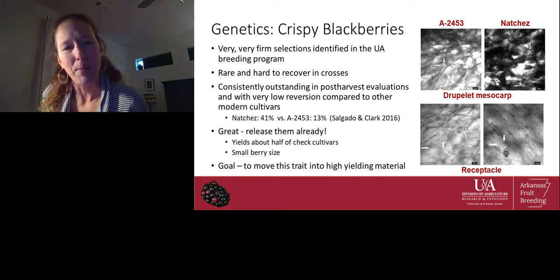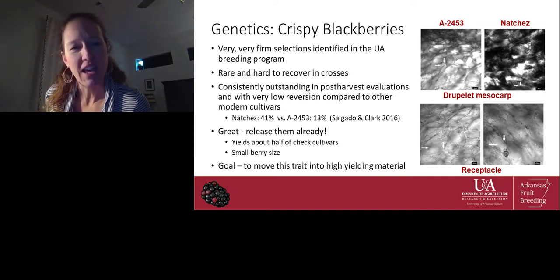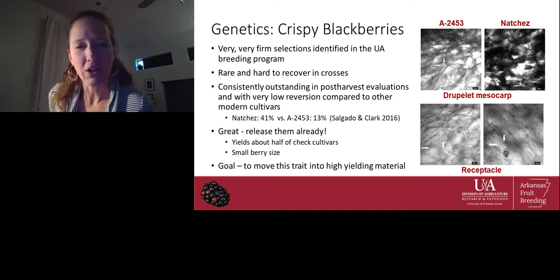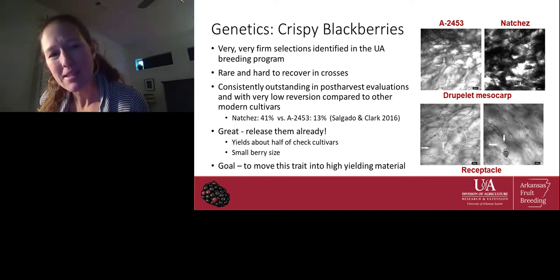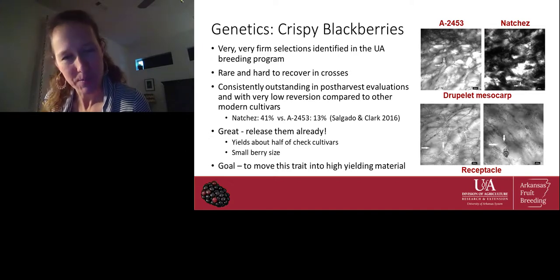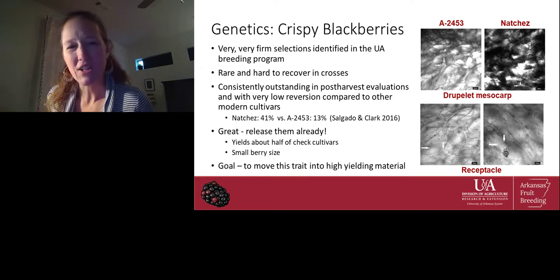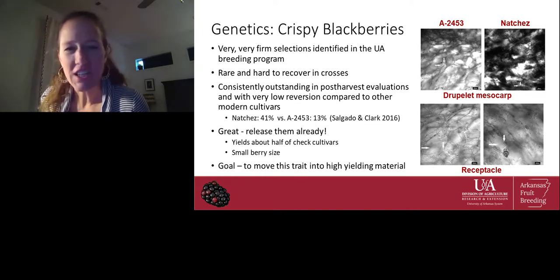A PhD student with Dr. Clark, Alejandra Salgado, did a study where she found that Natchez had 41% reversion compared with 13% in A2453. So they do a lot better. And over here on the right, you can see some pictures just showing that the cellular membranes seem to be more intact in these crispy ones than the normal textured blackberries. We think there's something about cell wall degradation that is different in these during ripening.